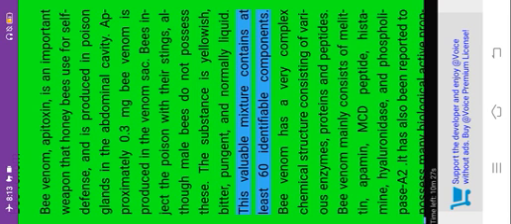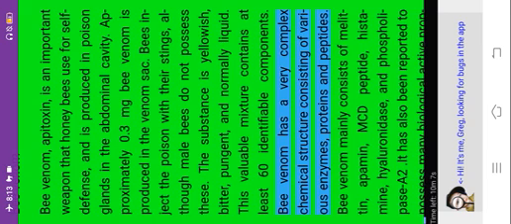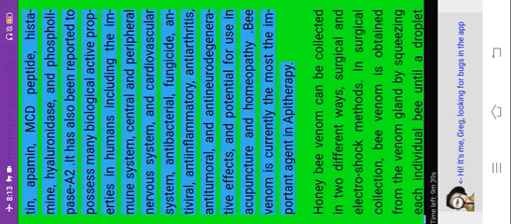This valuable mixture contains at least 60 identifiable components. Bee venom has a very complex chemical structure consisting of various enzymes, proteins, and peptides. Bee venom mainly consists of melittin, apamin, MCD peptide, histamine, hyaluronidase, and phospholipase A2.